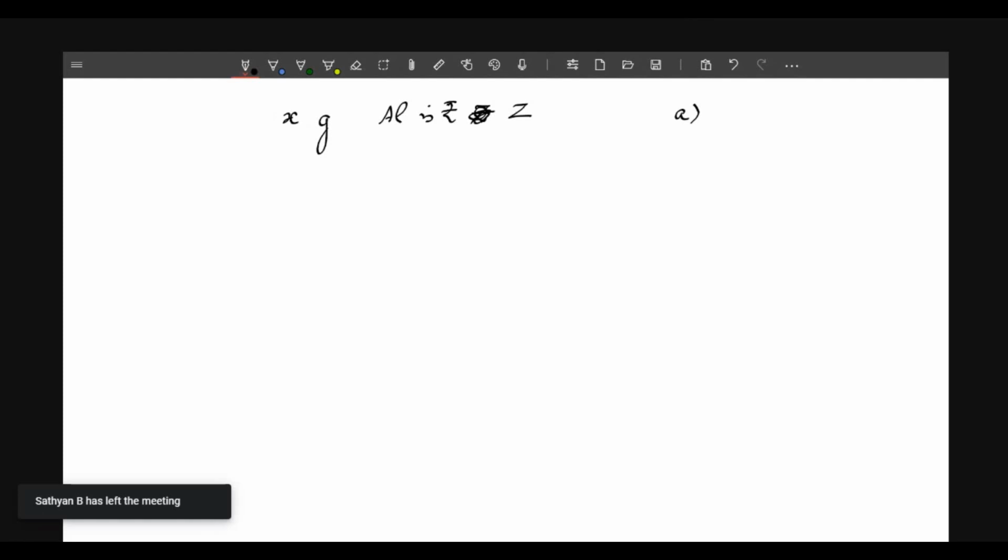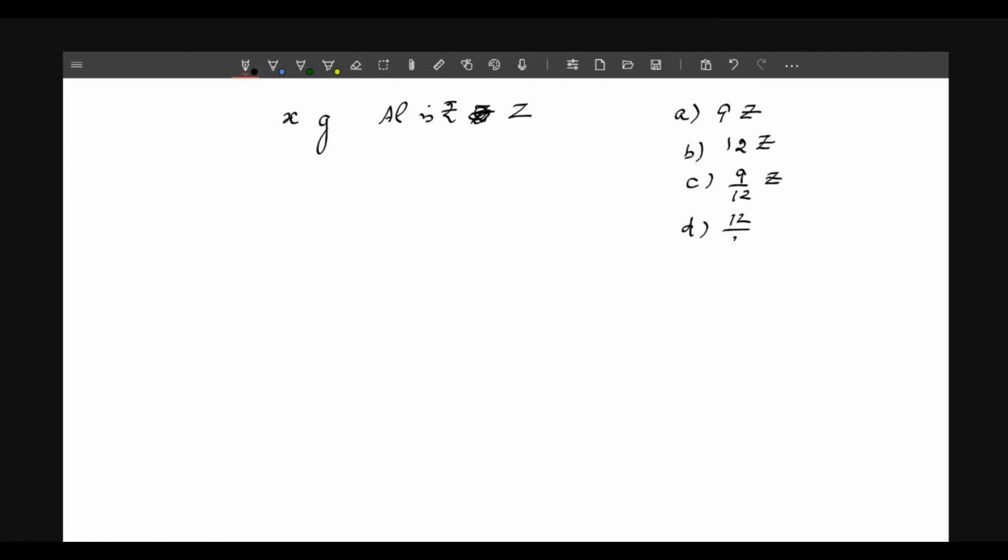And the current efficiency I have omitted in the equation. After working out this problem, I will tell you what is meant by current efficiency. The options: A, 9 is Z; B, 12 is Z; C, 9 by 12 is Z; and D, 12 by 9 is Z. How to work out this? Yes, it can be worked out. Once again, the weight deposited is equal to equivalent by F into IT. This I and T is the quantity of electricity that is produced. For that I and T, Z rupees has been paid.